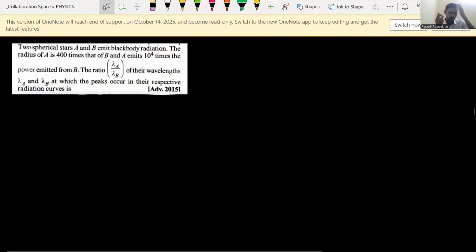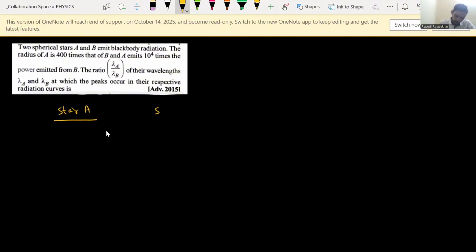It is a question which relates to Wien's displacement law also. Here we need to use Wien's displacement law as well as radiation equations, both. So let us start the question here. First of all, write the required data: star A, this is star B.